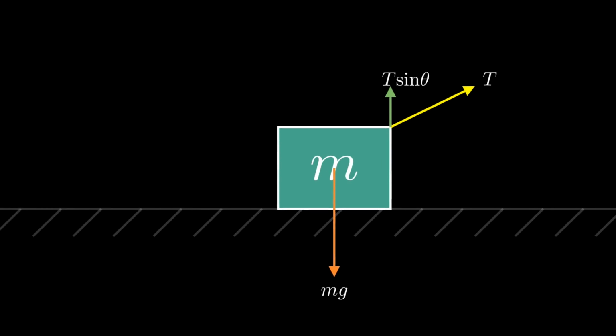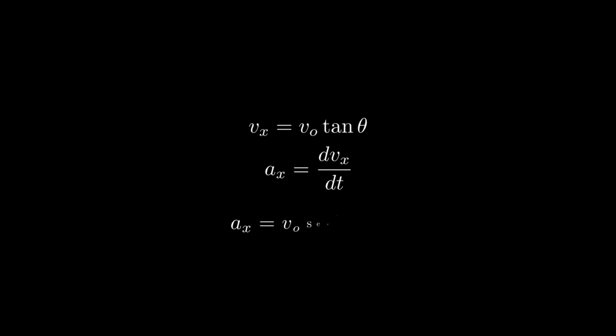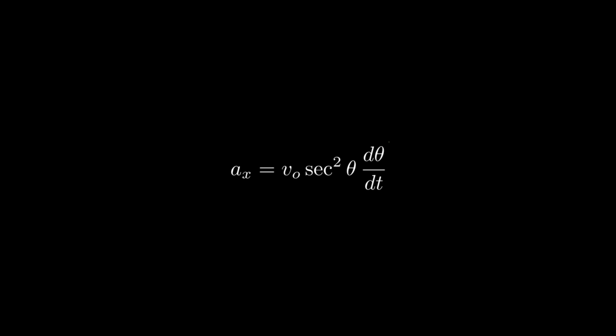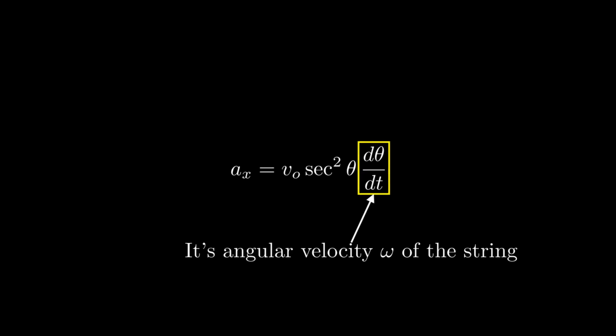Now ax is dvx by dt. So differentiating vx with respect to t, we get this relation. This is all fine. But what about d theta by dt? How are we going to find it? In a sense, it is nothing but the angular velocity of the string.